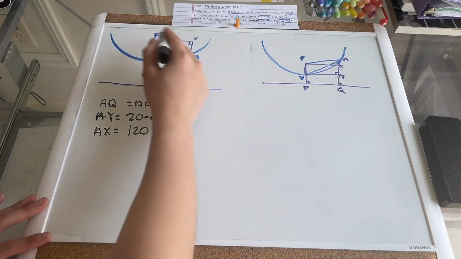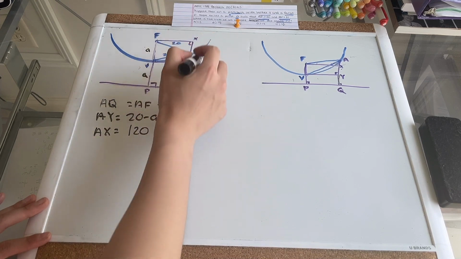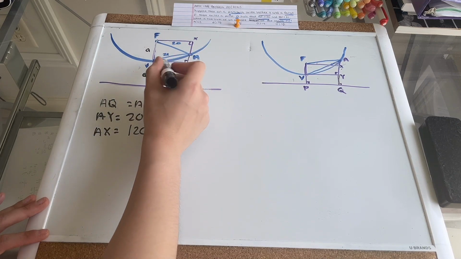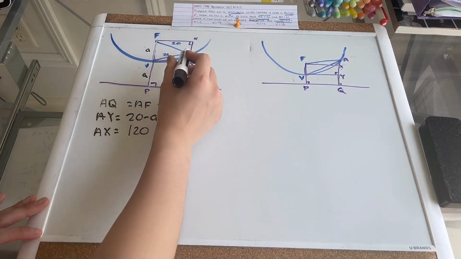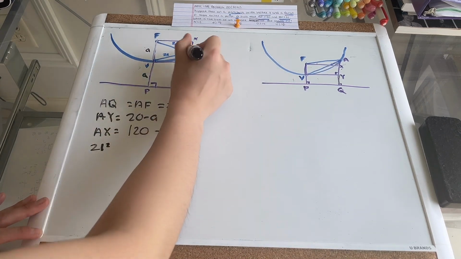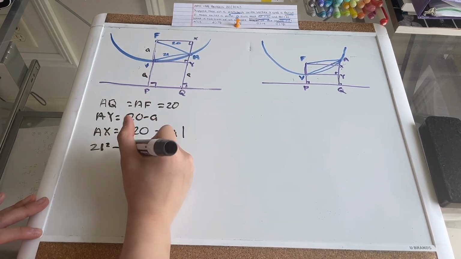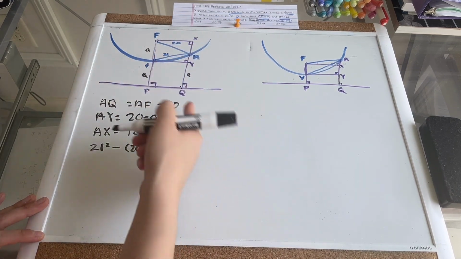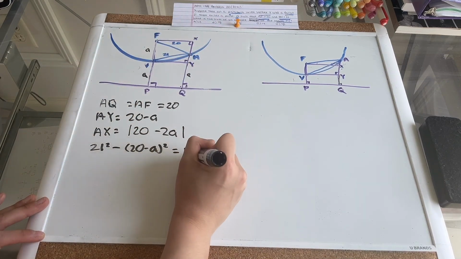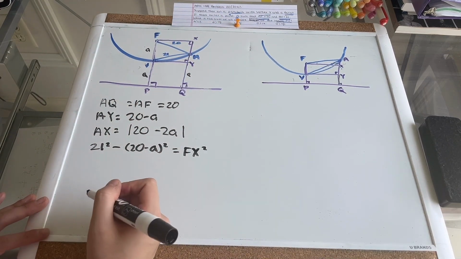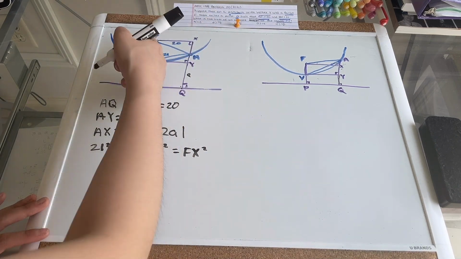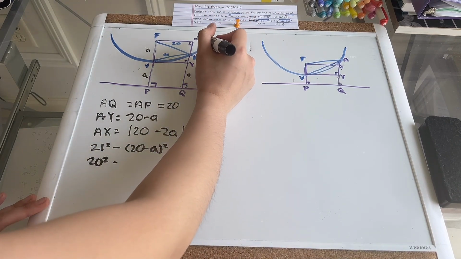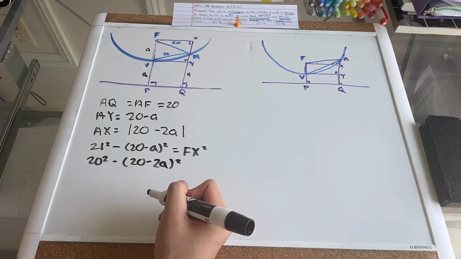So now that we know this, we know that FX is equal to VY because this is a rectangle. So we can use the Pythagorean theorem on the triangle FXA and the triangle AVY. For the triangle AVY, we get 21 squared, which is AV squared, minus AY squared, 20 minus a squared, is going to equal VY squared. And since VY squared is also equal to FX squared, we can just put that as this. Now, FX squared is also equal to FA squared, which is 20 squared, minus AX squared. So these two are going to be equal to each other.